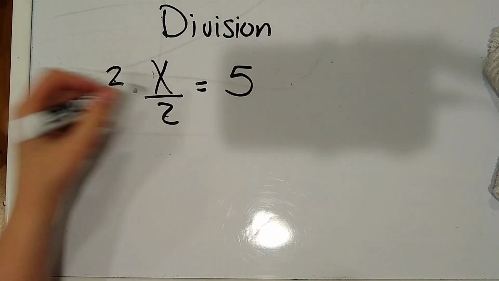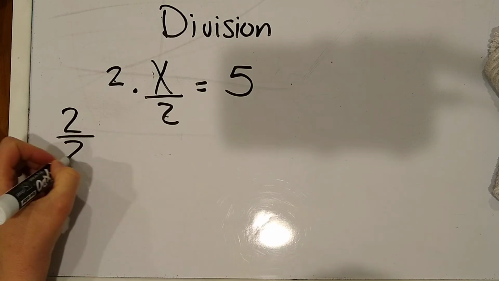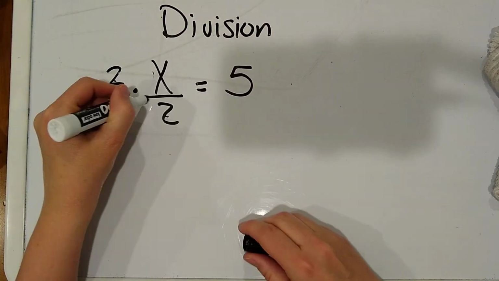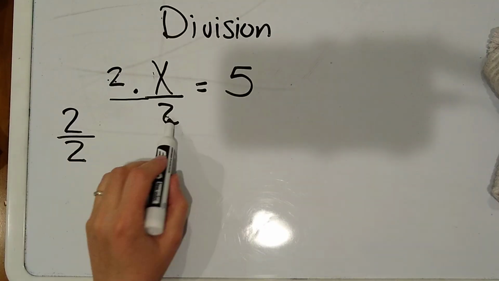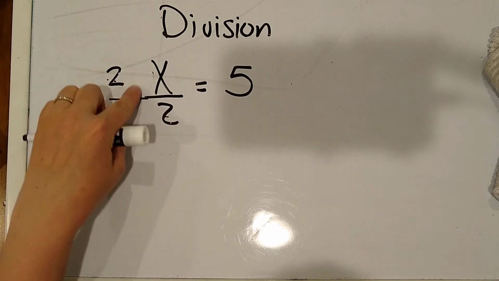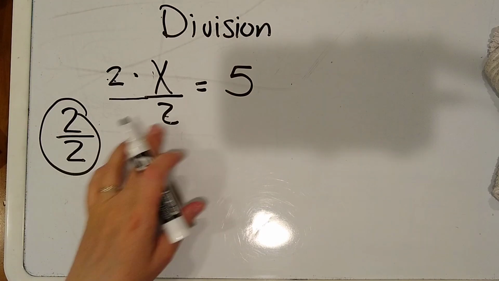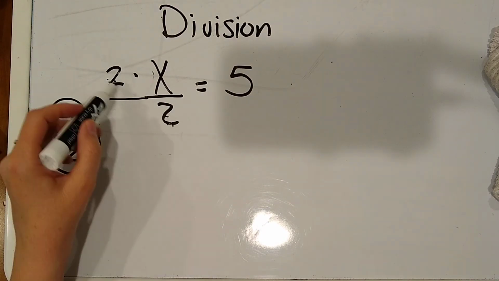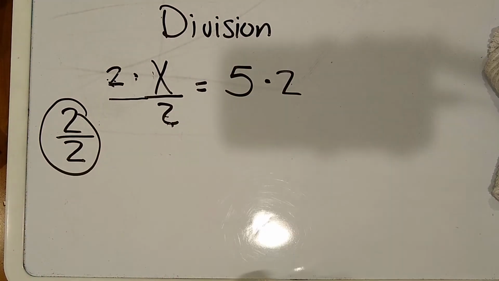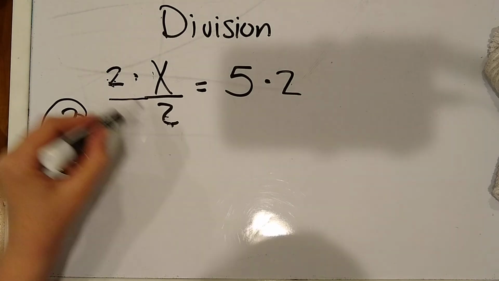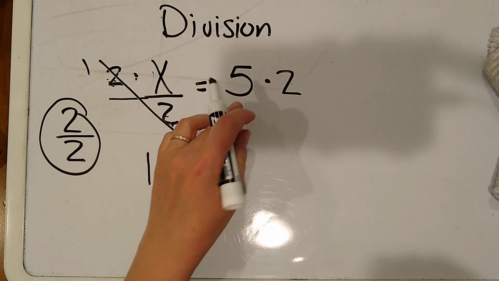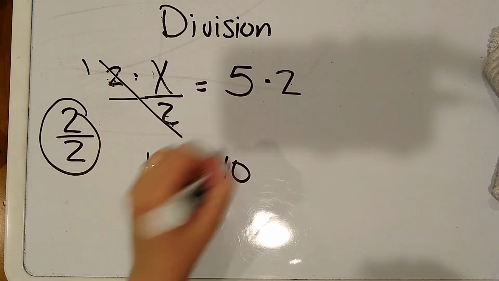So I'm trying to make this lovely fraction that actually looks like this. See how there's a 2 on the top and a 2 on the bottom. This is the fraction that you're making, and you're doing that through multiplication. So I'm multiplying 2 to this side, so I better multiply 2 to this side. 2 over 2, these go to 1. That gives me 1x equals 5 times 2 is 10.